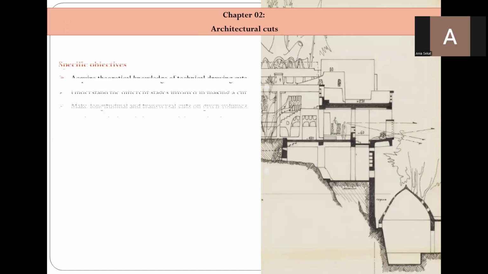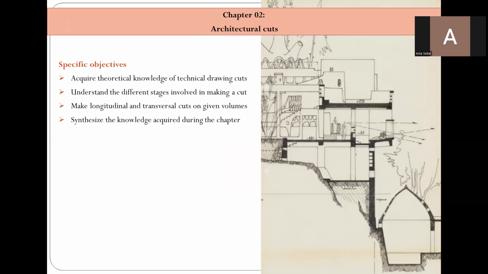Second chapter. The objectives are: acquire theoretical knowledge of technical drawing cuts, understand the different stages involved in making a cut, make longitudinal and transversal cuts on given volumes, and synthesize the knowledge acquired during the chapter.